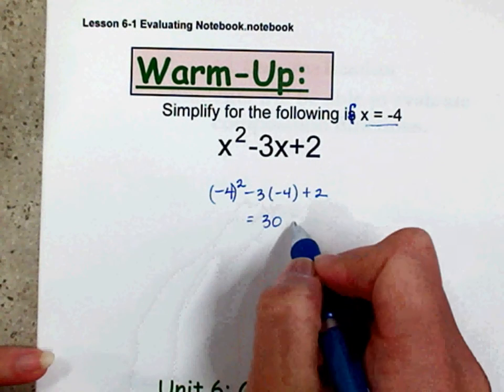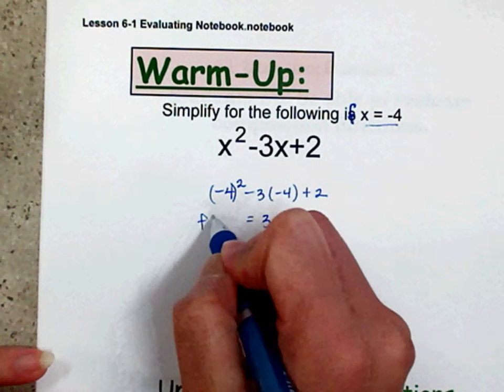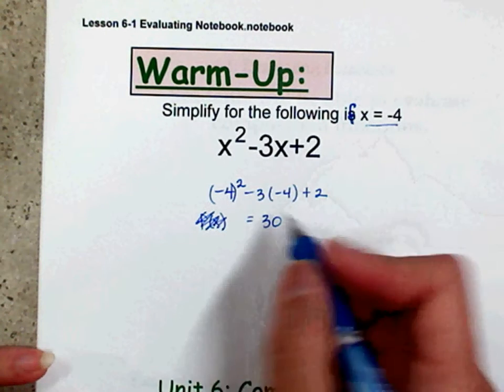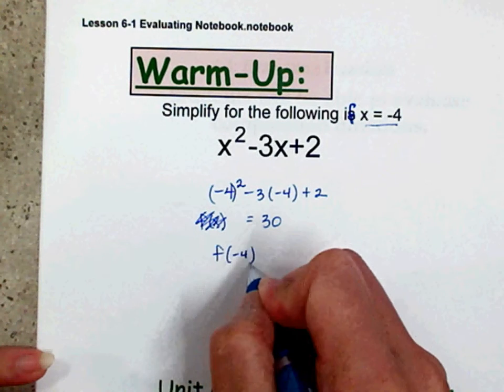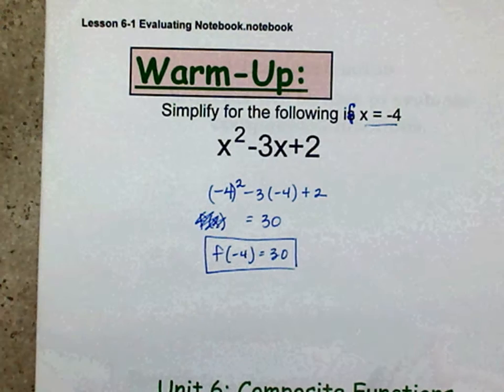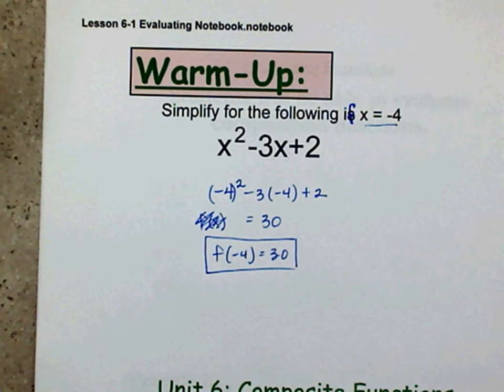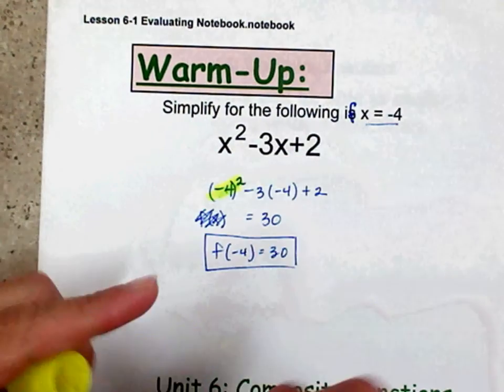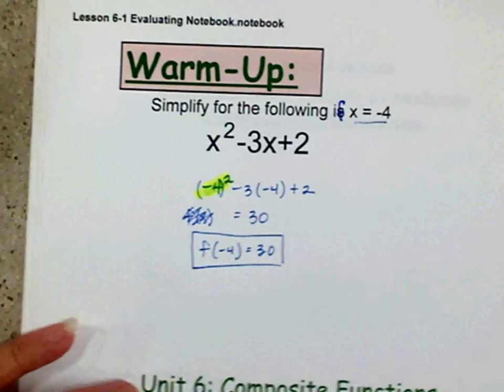And the way you write your answer is f of x is equal to 30. And since you know what x is, you'll write f of -4 is equal to 30. And that's pretty much how you write your answer. Now let me explain to you why you have to put parentheses around this -4. This one right here. It's very important that you understand this part.